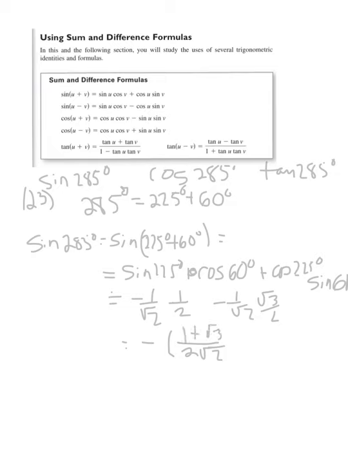Now you can rationalize, and as I like to say, save your rationalizing for your denominator. I don't really care as far as this goes, that's an okay answer. If we wanted to rationalize it, you would multiply it by root 2 over root 2, and we'd end up with negative root 2 plus root 6 over 4, and that's a perfectly good answer. Anyway, that's the game.